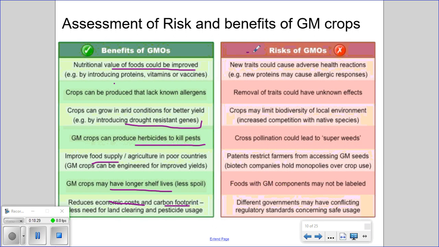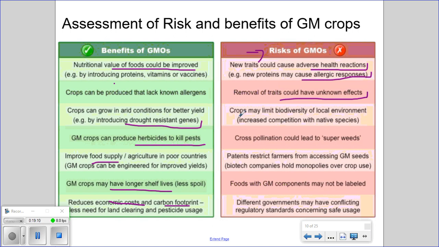Now, there are some potential risks of using genetically modified organisms as well. So the new traits that are introduced could cause severe health reactions. So if you are putting in a new protein or putting in a new gene, this may cause an unintended allergic response in certain portions of the populations. Removal of traits could also have unknown effects. So, we may understand how one protein might affect a particular trait, but by removing that protein, it may affect how other proteins get expressed.